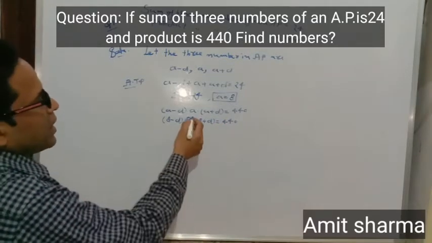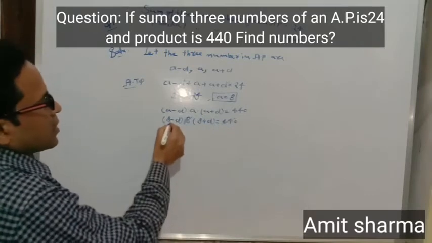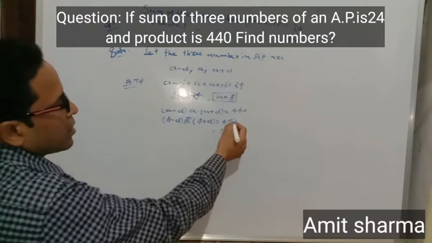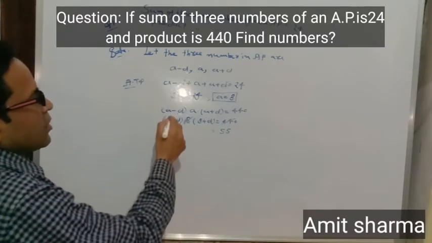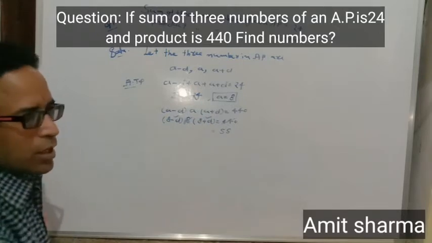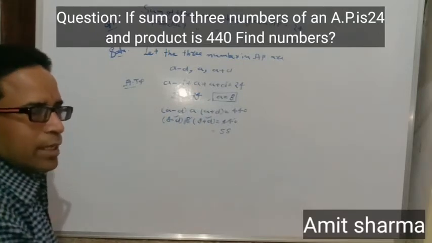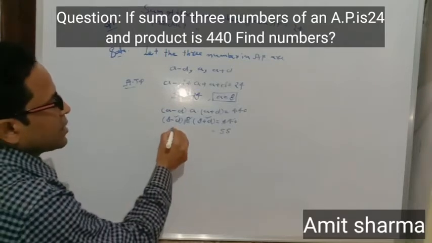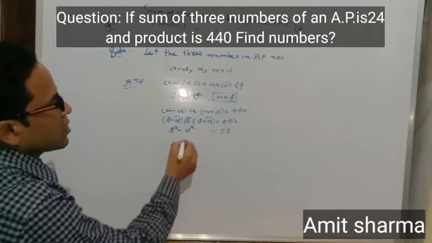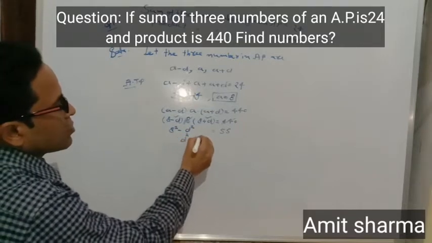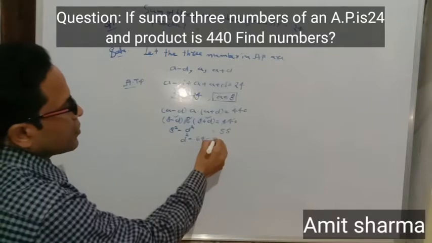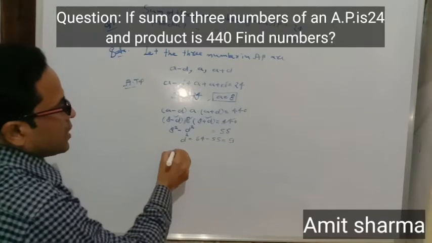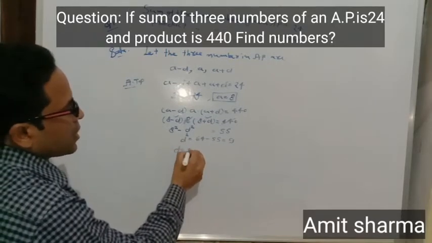Divide 440 by 8 on both sides, you get 55, since 8 fives are 40, again 4 remainder, 8 fives are 40. Now in 8 minus d and 8 plus d, you can use the formula a minus b into a plus b, that is a square minus b square. That means 8 square minus d square equals 55. You get d square equals 64 minus 55, that is 9. Then the value of d is plus minus 3.